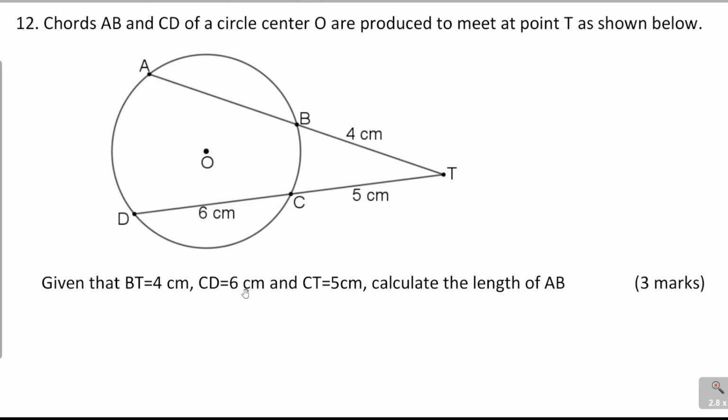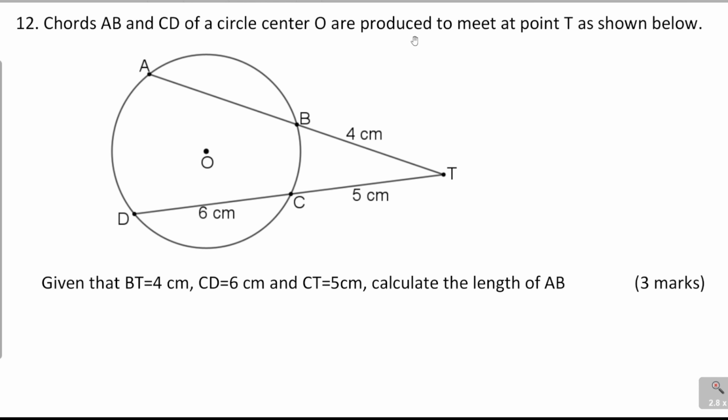Question 12. Chords AB and CD of a circle center O are produced to meet at point T as shown below. The diagram is there. Given that BT is equal to 4, CD is equal to 6, and CT is equal to 5, calculate the length of AB. So for you to solve this question, you need to understand the properties of circles, chords, and tangents.